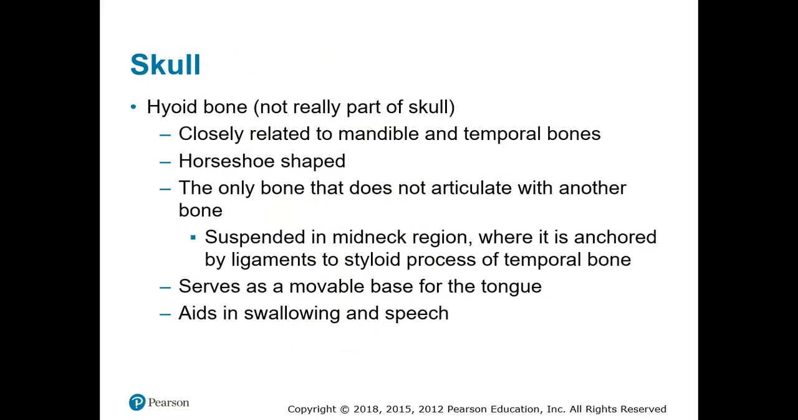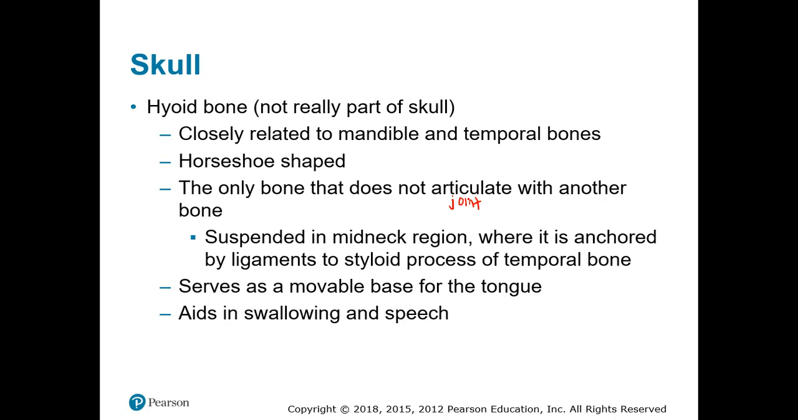Last but not least, this is actually not really part of our skull, but we do still talk about it because it doesn't really form any joints with anything in our body, and that is the hyoid bone. It is closely related to the mandible and temporal bones. It is kind of horseshoe shaped if you're trying to think of what it looks like. And it is the only bone that does not articulate. And you guys have not learned this word, but articulate means join or forms a joint with another bone. In fact, it's kind of suspended in your mid-neck part of your body, and it's just anchored by ligaments.